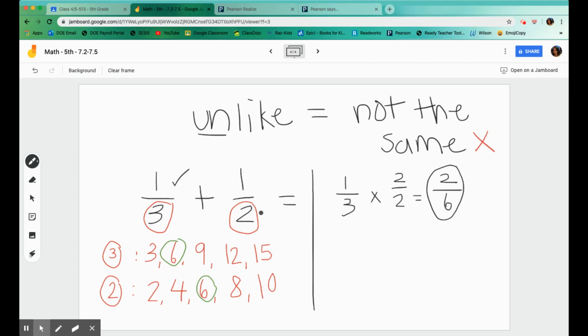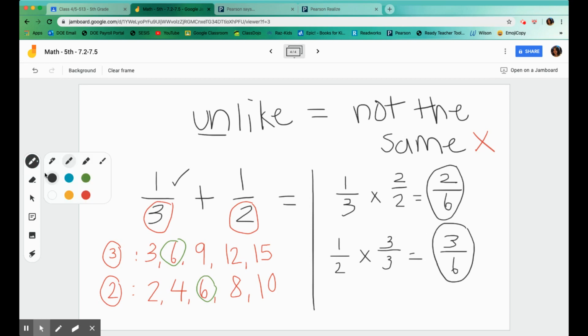Since I'm done with 1/3, let's try 1/2 now. Just like with the list of 3s, I'm going to go to my list of 2s because this fraction 1/2 has a 2 on the bottom. So I'm going to count. 1, 2, 3. It took me 3 jumps to get to 6 in my list of 2s. So for this one, I'm going to multiply by 3/3. 1 times 3 is 3. 2 times 3 is 6. 3/6. So I rewrote 1/2 as the equivalent fraction, which is 3/6.